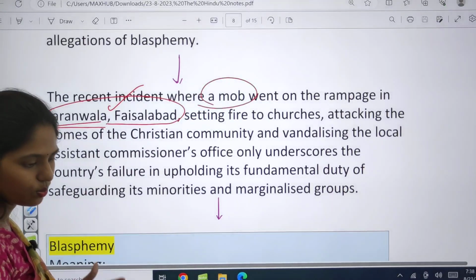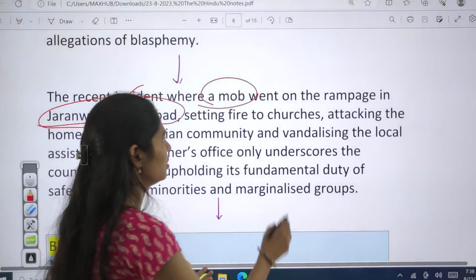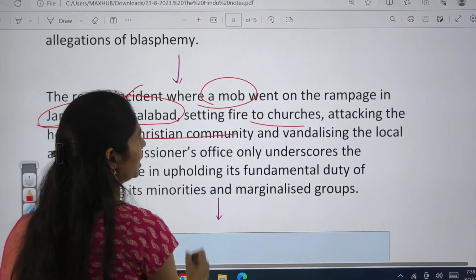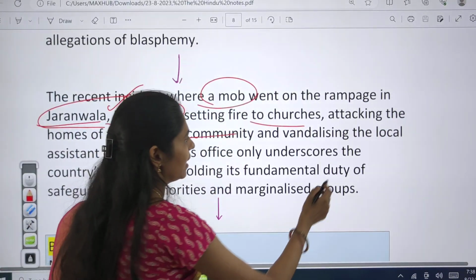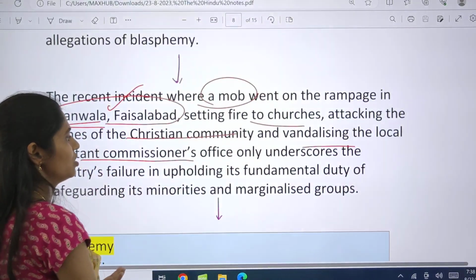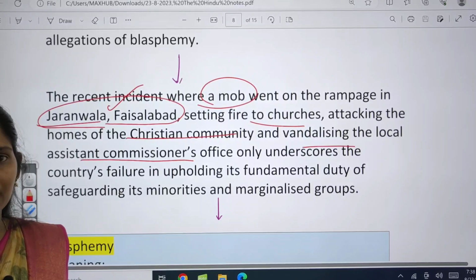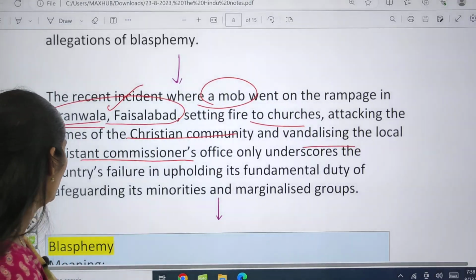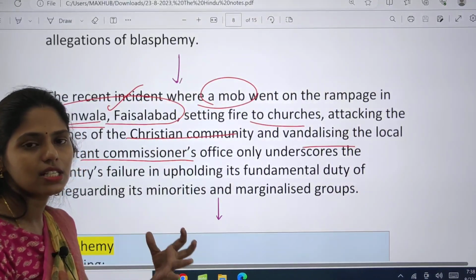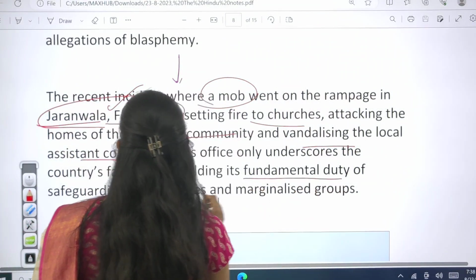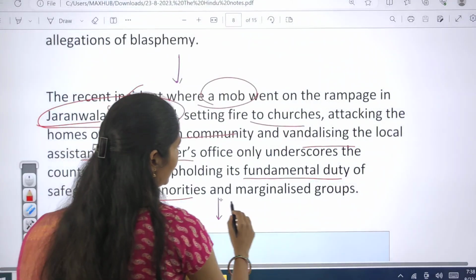In this violence, Muslims set fire to churches and started attacking the homes of the Christian community. They also vandalized the local assistant commissioner's office. Because of this, it is undermining the fundamental rights of the people. And we can see it is a failure of the country to uphold the fundamental duty of safeguarding minorities and marginalized groups.